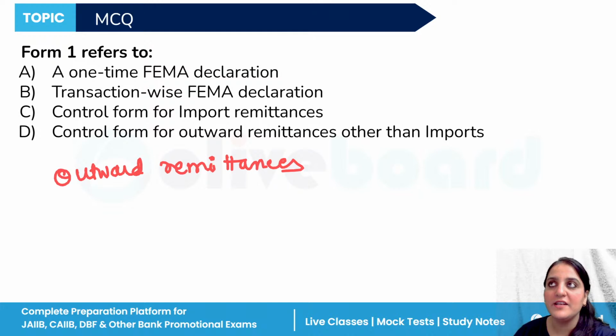Form 1 refers to the control form for outward remittances other than imports under FEMA. This form is used for various types of outbound remittances that do not pertain to imports. So the correct answer is control form for outward remittances other than imports. That is option D, the correct option is D.